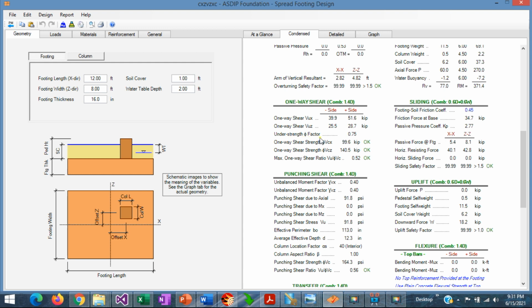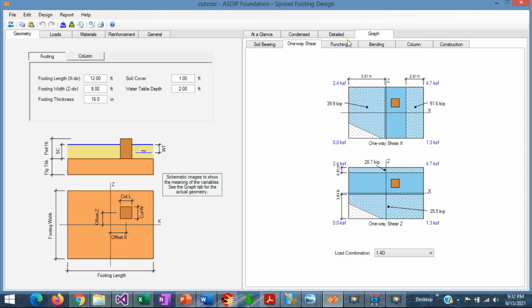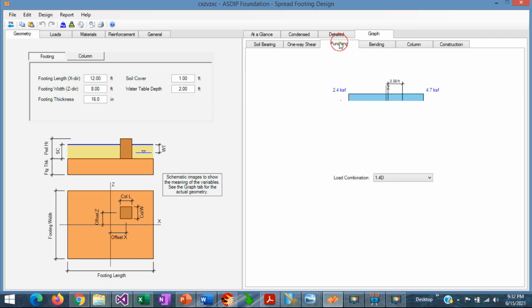The understrength factor for shear is 0.75 according to the ACI, and the one-way shear strength in one direction is 99.6, in the other direction is 140.5 kips. If we compare the factored shears versus the design strength, the design ratio is 0.52, so the design is acceptable. We go back to the graph tab, click on the punching tab.